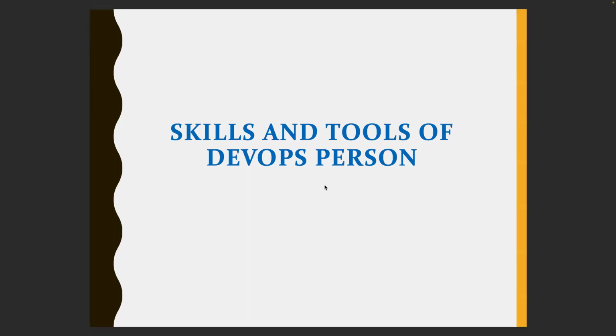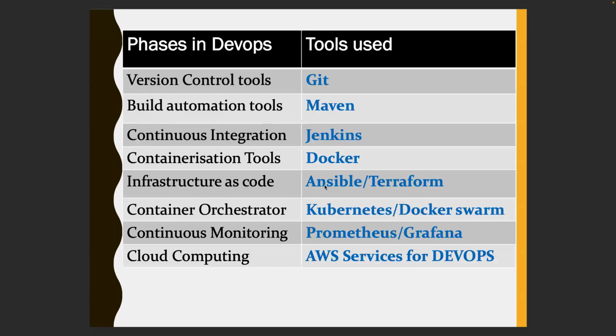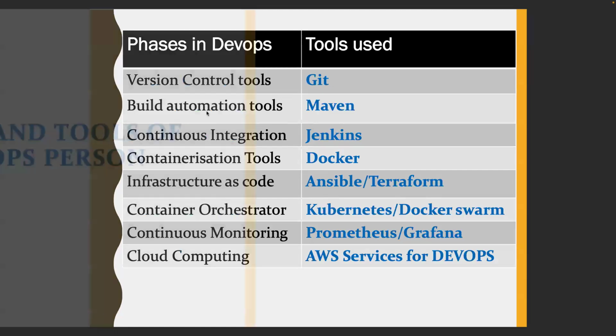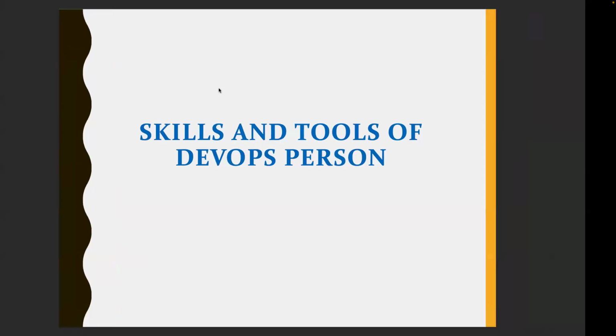Okay, so the skills and tools of a DevOps person, like, these are all the different tools we have, like version control systems, build automation tools, continuous integration, containerization tools, infrastructure as code and container orchestrator tools, continuous monitoring and cloud computing services. So these are all the gist of the tools. Here I have listed only the brief list of the tools. You can go to the website for the course content for the syllabus. Here it is. Here is the syllabus.